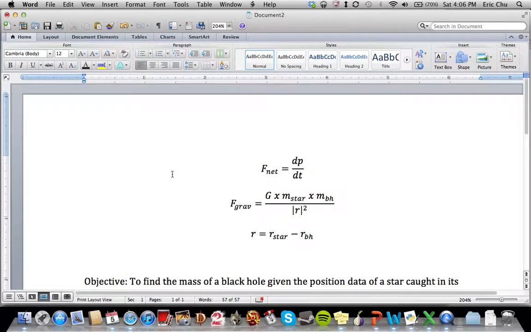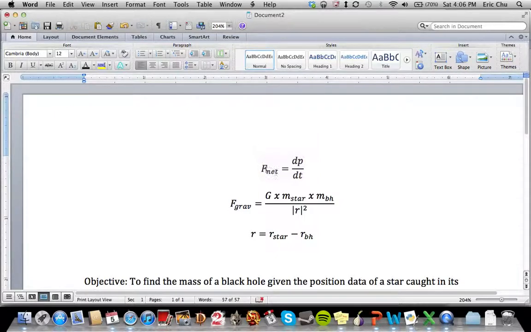So here are the models we're going to use for finding the black hole. Given 3 consecutive data points, we'll be able to find dp/dt of the star, and this will be equal to Fnet because we're going to assume that the only force acting on the star is the gravitational force of the black hole on the star.